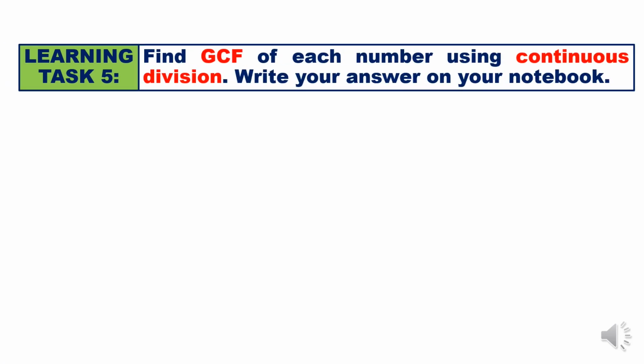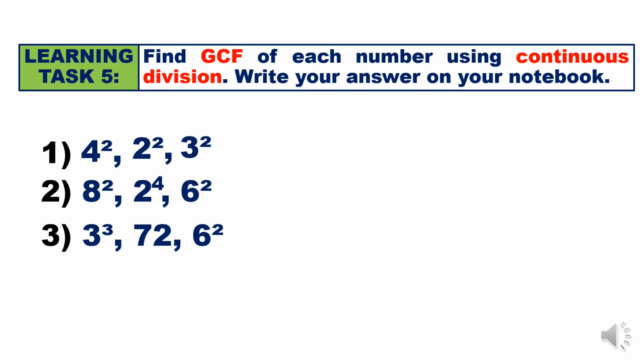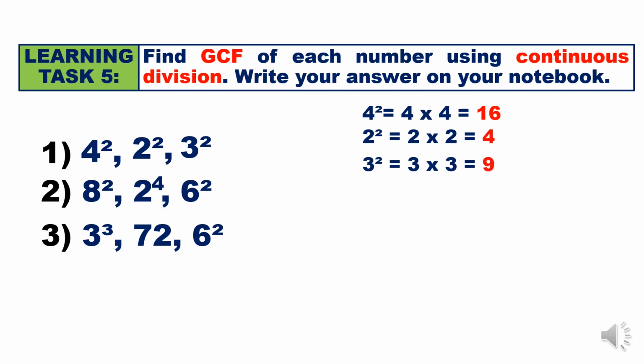For learning task 5, find GCF of its number using continuous division. Write your answer on your notebook. Number 1, 4 to the second power, yan ay 4 times 4 equals 16. Ang 2 to the second power ay 2 times 2 equals 4. Ang 3 to the second power naman ay 3 times 3 equals 9. Then, kunin natin ang GCF ng 16, 64, and 9.